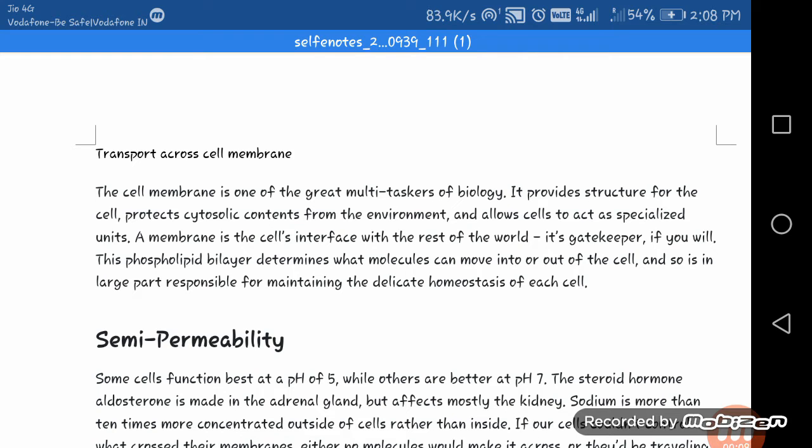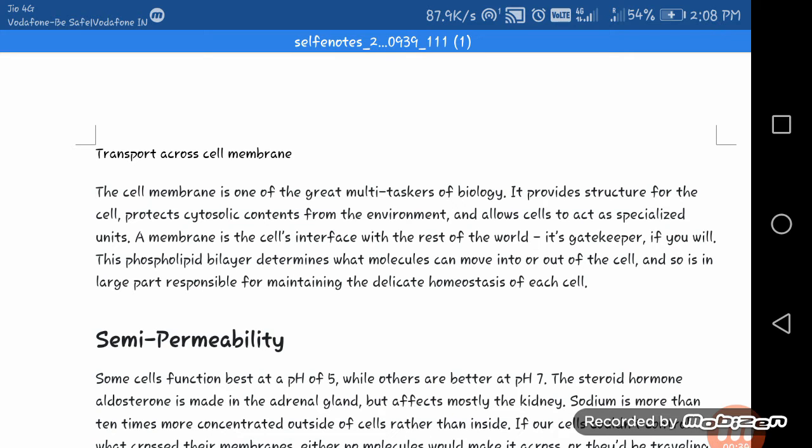This is the subject of human anatomy and physiology, and today's topic is transport across the cell membrane. The cell membrane is one of the great multitaskers of biology. It provides structure for the cell, protects cytosolic content from the environment, and allows the cell to act as a specialized unit. A membrane is the cell's interface with the rest of the world, its gatekeeper, if you will.